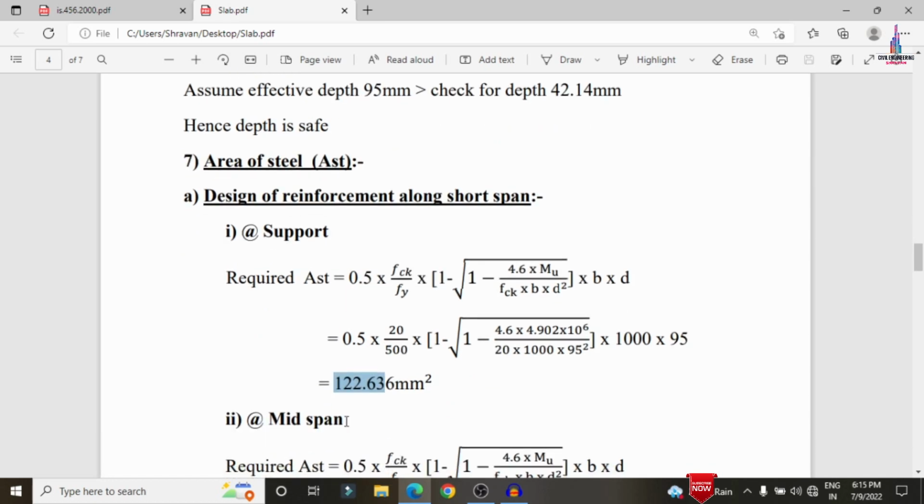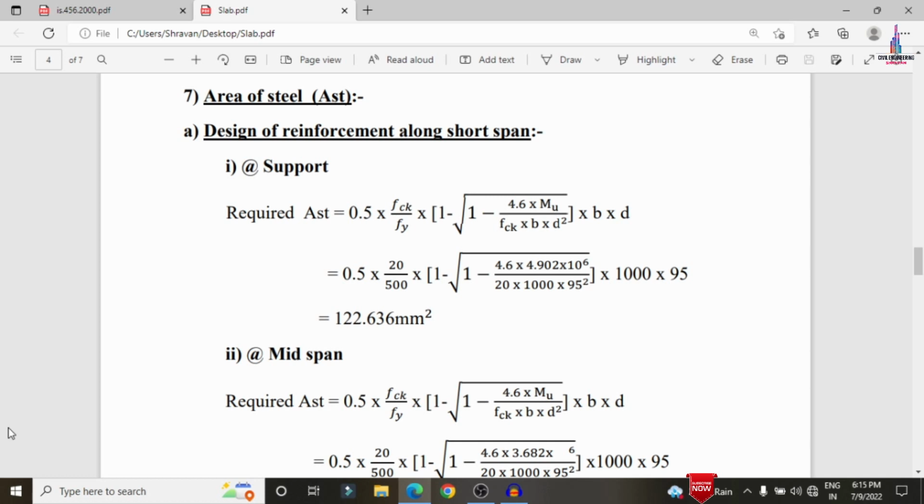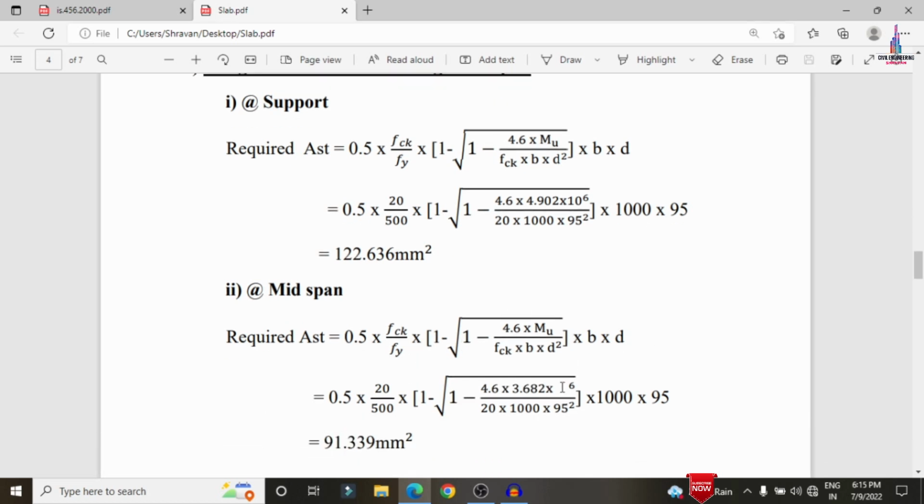122.636 mm square. At the mid-span, again substituting the values in 0.5 into fck divided by fy into 1 minus square root of 1 minus 4.6 into the moment value, which changes here, multiplied by 10 power 6 divided by the same substitution, we get a value of approximately 91.339 mm square.